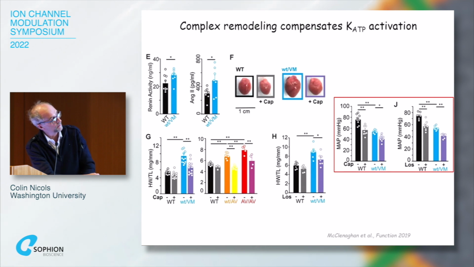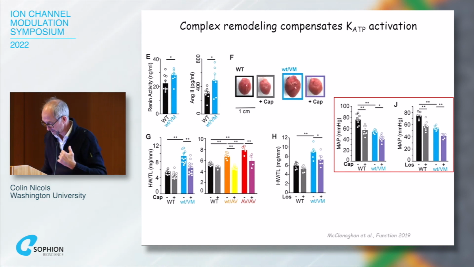So if we look at what's happening to blood pressure, which in the wild type is lowered by captopril, in the VMs, which already have low blood pressure, it drops to incredibly low levels after treatment with captopril or losartan. So this is not a good therapy. Well, what it's doing is blocking the compensatory effect. And actually, because of misdiagnosis as heart failure, patients have been given losartan and captopril, and they should not.